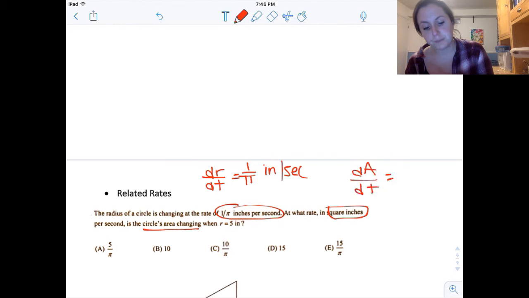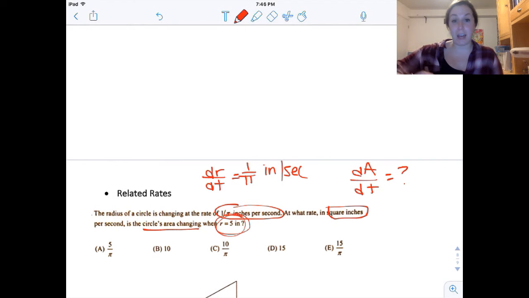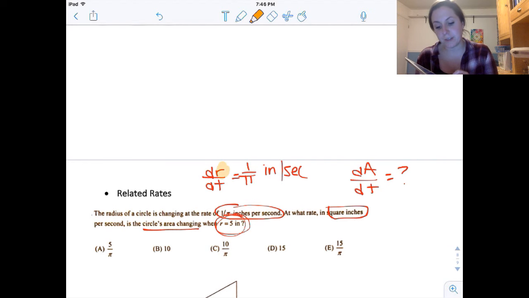Now it says when r is 5. R is not always 5. I'm not going to plug that in until my very last step. So I need some kind of a formula that relates the radius of a circle to the area of a circle. And I'm sure you guys can guess. We would use area is pi r squared here.